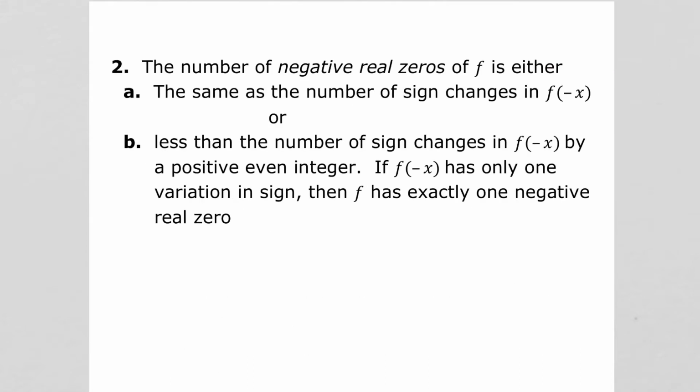The number of negative real zeros, you'll take f of negative x and find that. And then it's the same idea. The number of negative real zeros will be the sign changes of f of negative x, or that number less a positive even number.